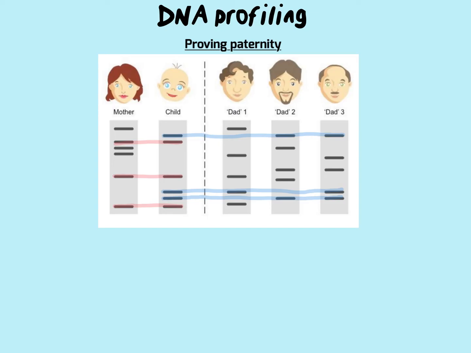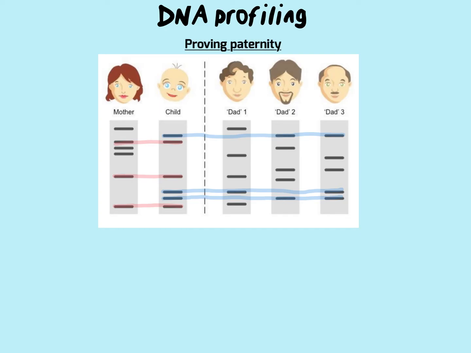I say dad in inverted commas. You can't see my inverted commas, my air quotes. So if you look across here, you're finding the man that has all 3 of these bars in common with the child. So this man does not have that one. He has that one, but not that third one. This man has the first one, not the second, but the third.